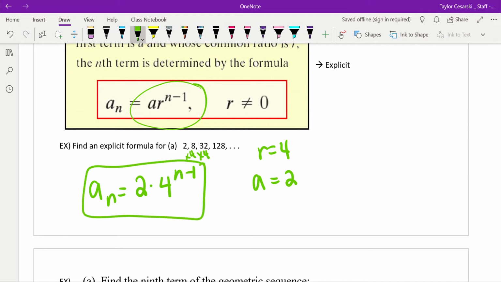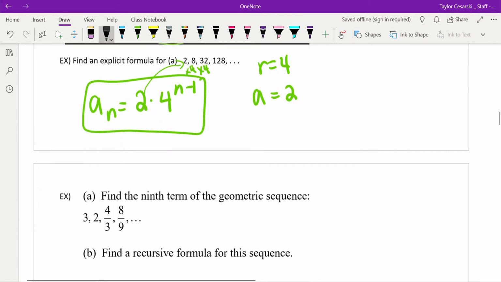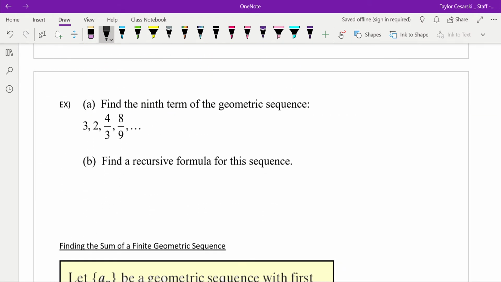Okay, and so that will give you, if you, for example, wanted to find the 100th term, you would plug in 100 for n. And we can test this real quick. So let's say I wanted to find the first term, I would plug in 1 for n. 1 minus 1 is 0. Anything to the 0th power is 1. 2 times 1 would give me 2, which is my first term.